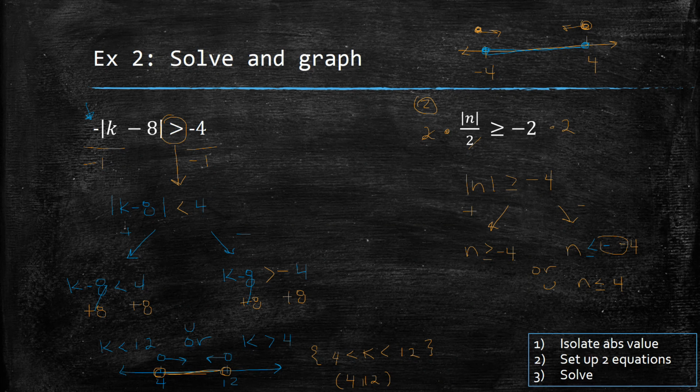If you want to write your solutions as an inequality, you have n in the middle. N is less than or equal to 4, but greater than or equal to negative 4. Or if you wanted to write it in interval notation, they are less than or equal to, so you have your square brackets on either end, lower bound, upper bound.